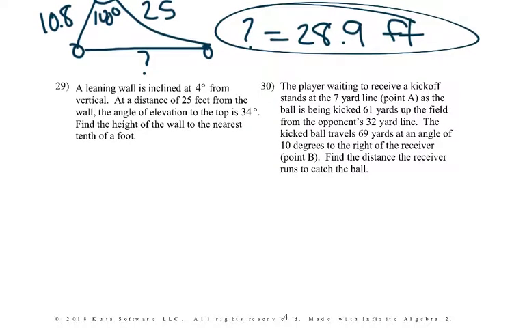All right, and the last one here, last two I should say. A leaning wall is inclined at 4 degrees from vertical. At a distance of 25 feet from the top of the wall, the angle of elevation to the top is 34 degrees. Find the height of the wall to the nearest tenth of a foot. So, I'm assuming angle of elevation to the top would be here 34 degrees, and this would be 25. And we want to find this, so we'd use law of sines.